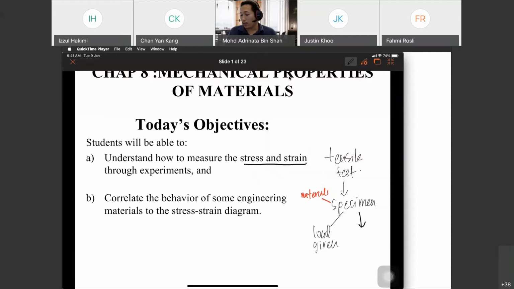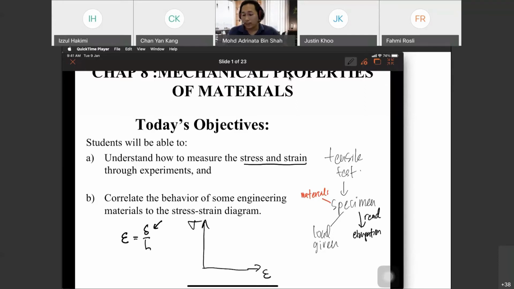And we read the elongation. Strain is equal to delta over L. We record the elongation, and we get strain because we have the original length. And the diagram is this: this is stress and this is strain.